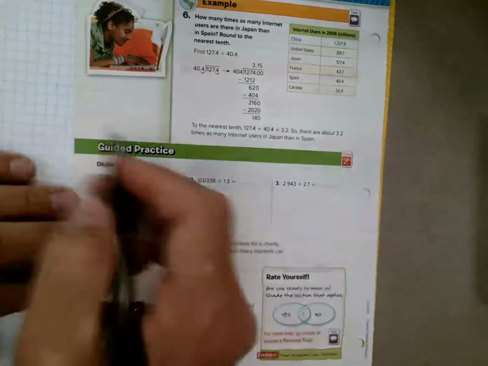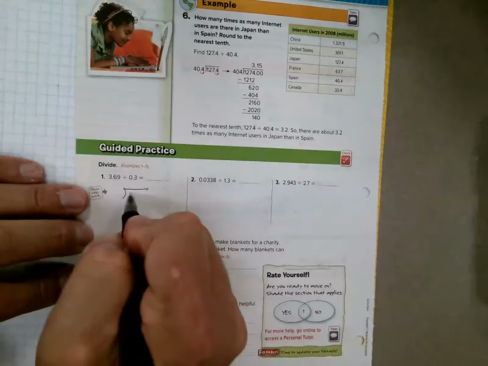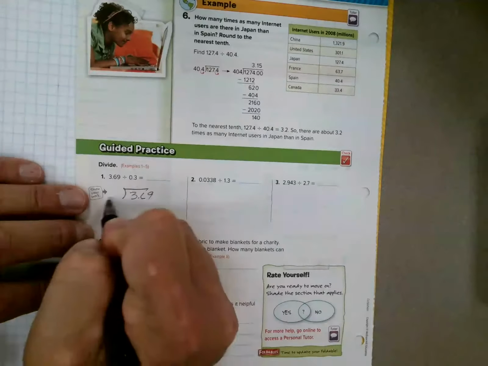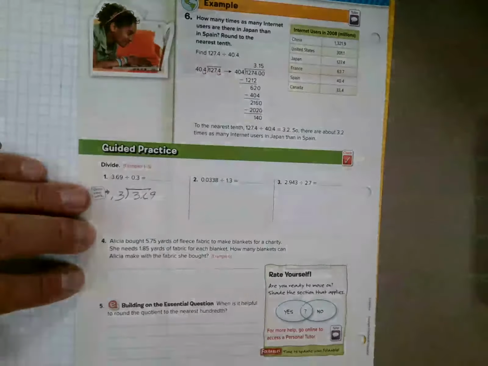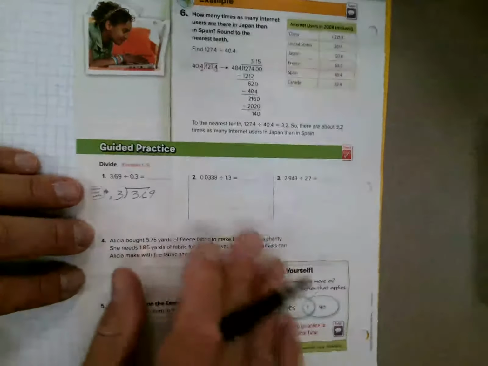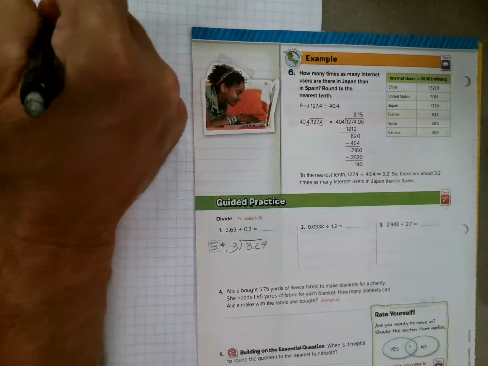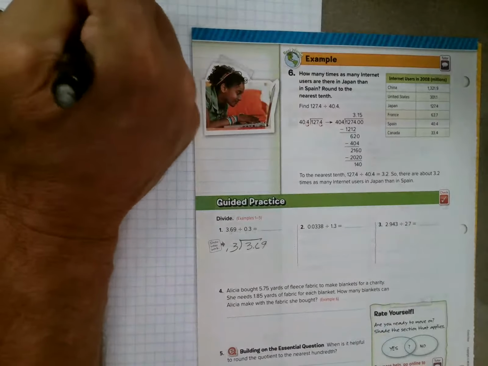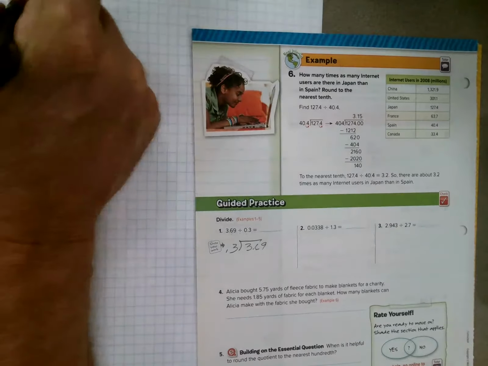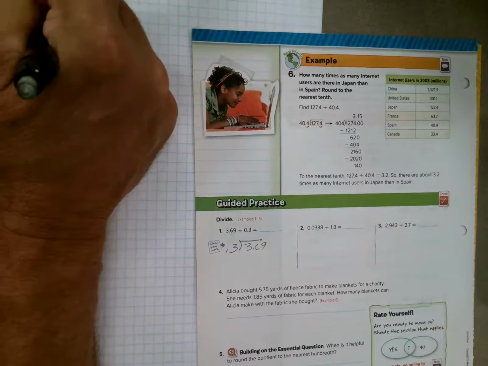I'm going to do this on scratch paper, but if I was to set this up, it would be like so. You certainly don't have enough room here. You're going to need the scratch paper, so let's get rolling. Number 1, 3 and 69 hundredths divided by 3/10. Let me get that squared away and make sure we're good. Let me move this out of the way.